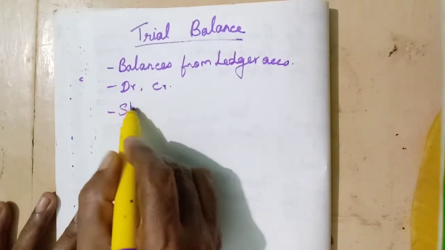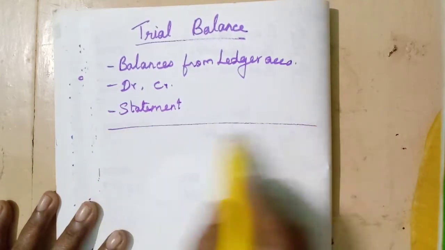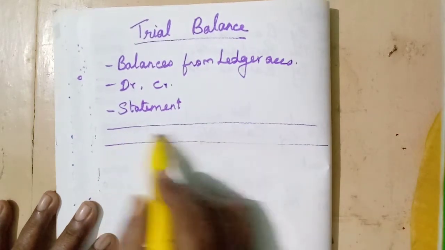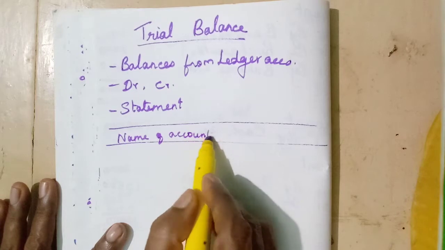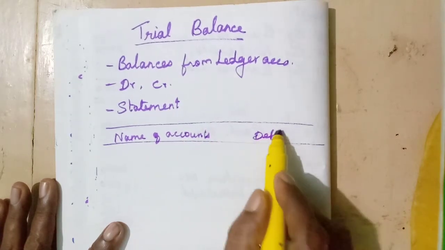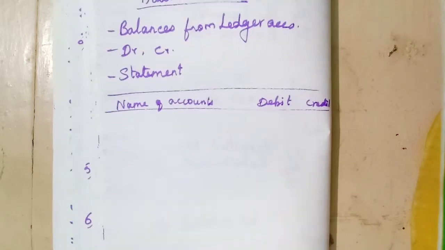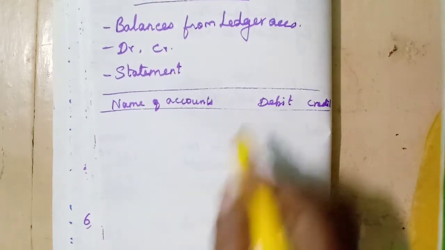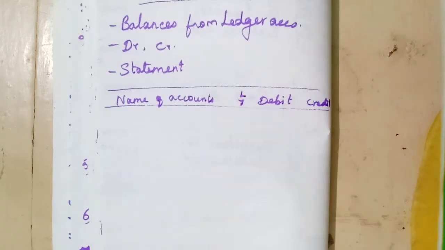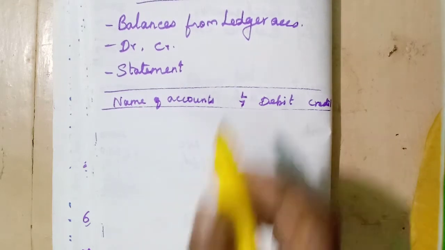It is a form of statement. Trial balance is a form of statement. Statement means it will contain only one page. Here only the name of accounts or particulars, then debit, credit. Only 3 columns. One is name of accounts, the other debit, credit. Sometimes they will write LF also, sometimes they will not write.